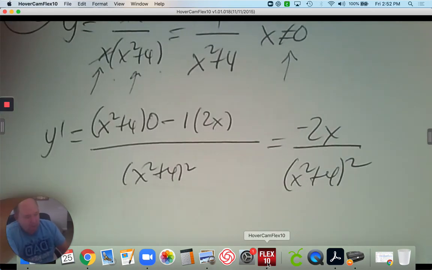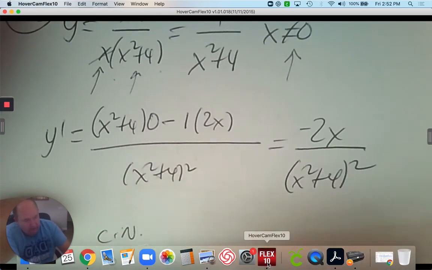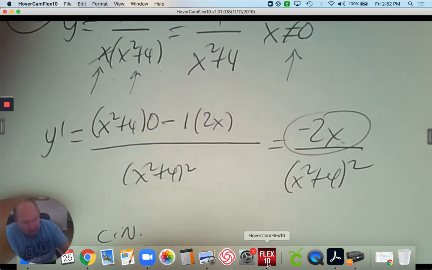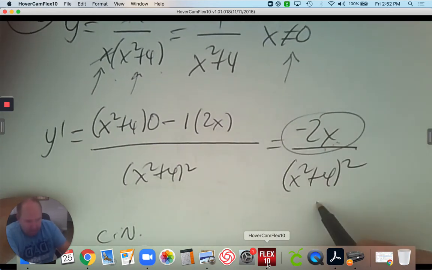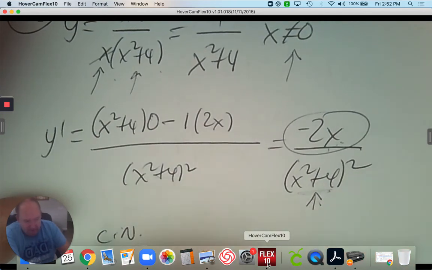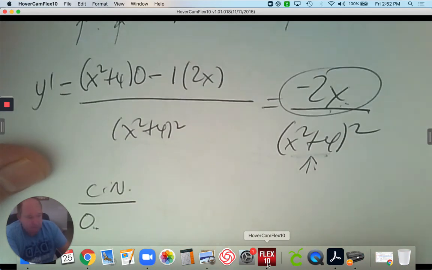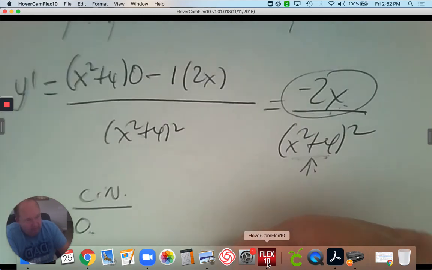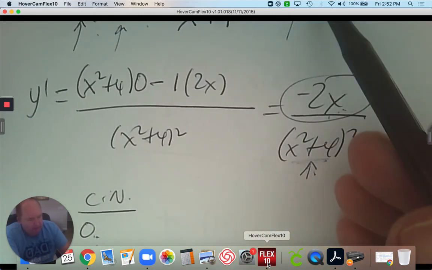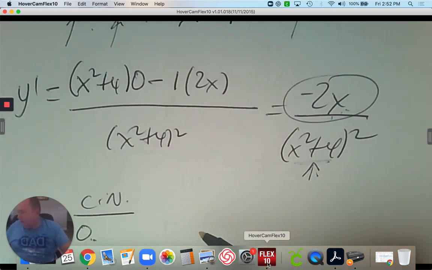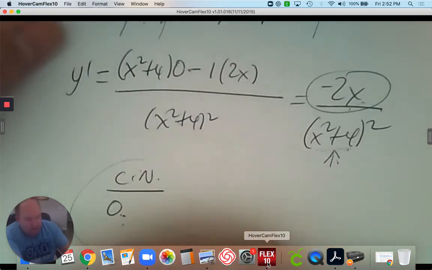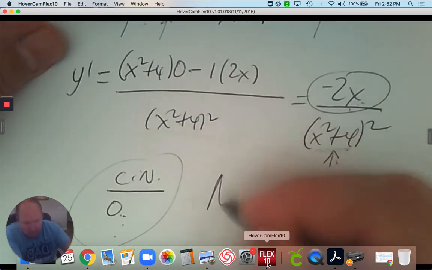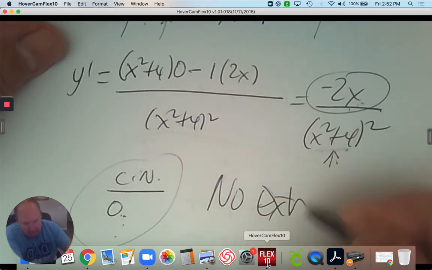Now, what are the critical numbers? If I look at the numerator, 0 is a critical number because it makes it 0. And there are no critical numbers on the bottom. Nothing makes the bottom 0. So it's just 0. But we already know 0 is something that it can't be because 0 is a hole. So because this is my only critical number and it's a hole, there are no extreme values.